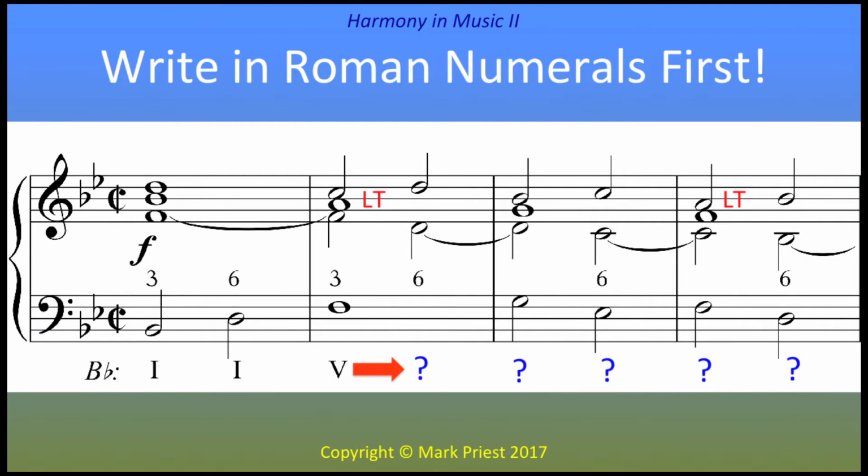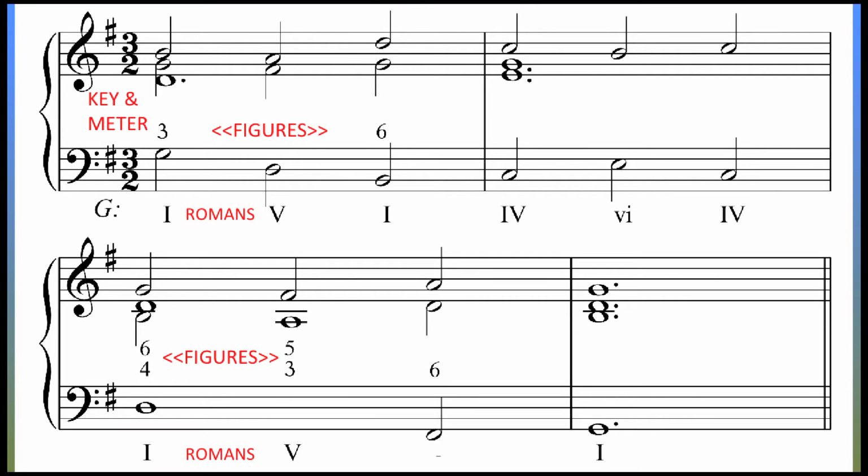Guidelines. Before starting to work out the upper voice parts of a given bass line, always write in the Roman numerals first. You need to know which scale degrees are in play. In this type of work, not all scale degrees are treated equally. The Roman numerals, combined with the figured bass, which indicates the inversions, plus the key and meter signatures, provide what you need to work out the three upper parts.